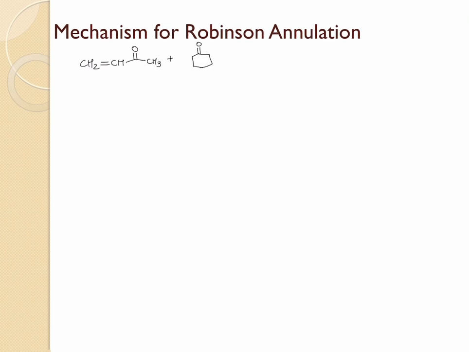Let us now look into the mechanism for Robinson's annulation. Here we have an alpha beta unsaturated carbonyl compound, an unsaturated ketone, and here we have a ketone. So in the presence of a base, the first thing that's going to happen here is the abstraction of the alpha hydrogen from the carbonyl compound. So here we do have two hydrogens. One of these hydrogens will be abstracted, and those electrons will be thrust onto that carbon to form the enolate ion. So here is the enolate ion.